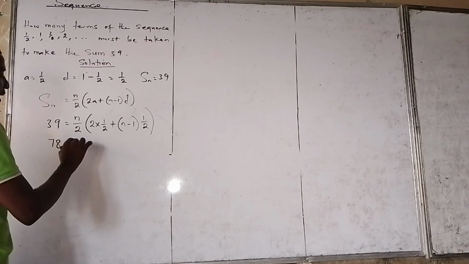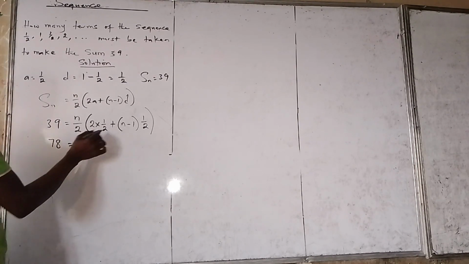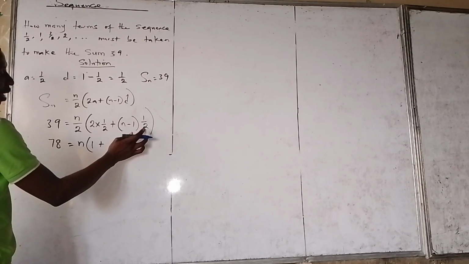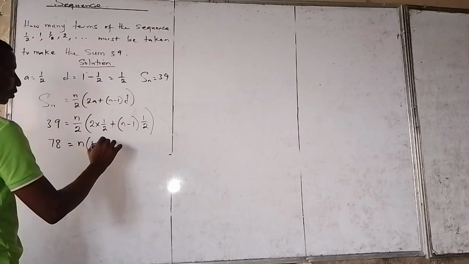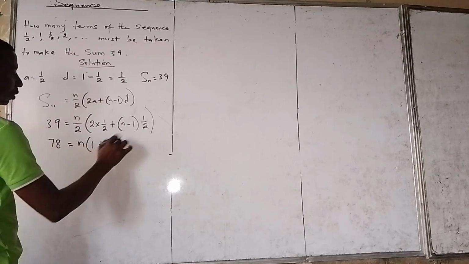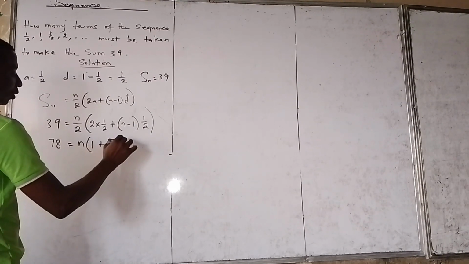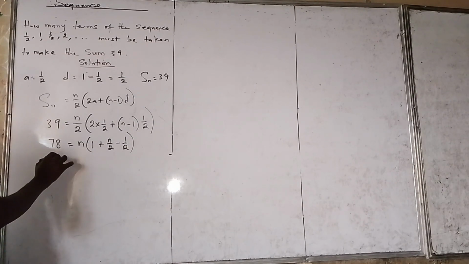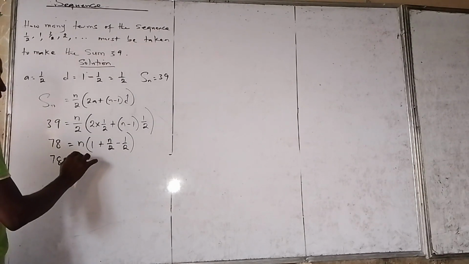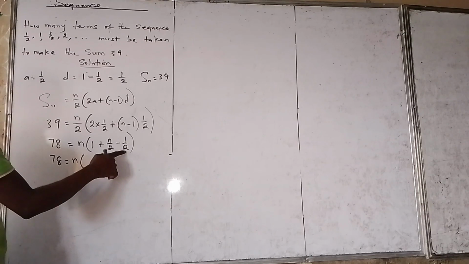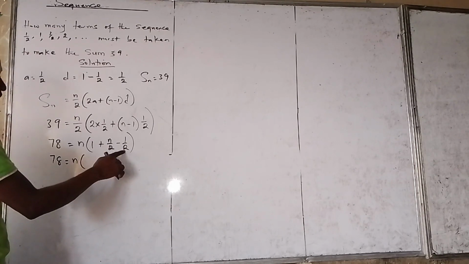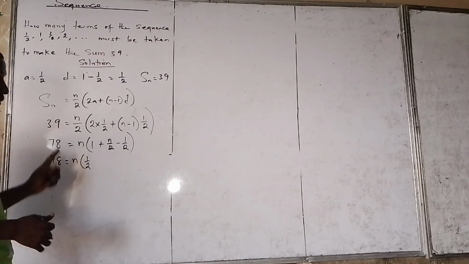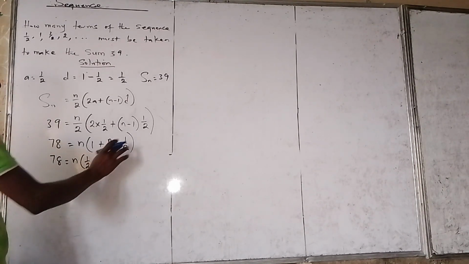So equals n open bracket. So 2 cancels 2, we have 1 here plus, you can open this bracket here. Half times n gives you n over 2. Half times minus 1 is minus 1 over 2. Okay, so we have 78 equals n open bracket. Now, 1 minus half. I have 1, I have minus half here, so I'll be left with half. Out of 1, when you remove half from it, you'll be left with half. So this has gone now.